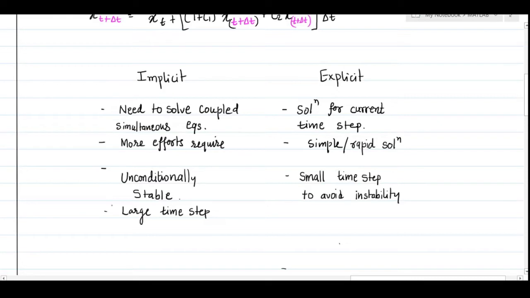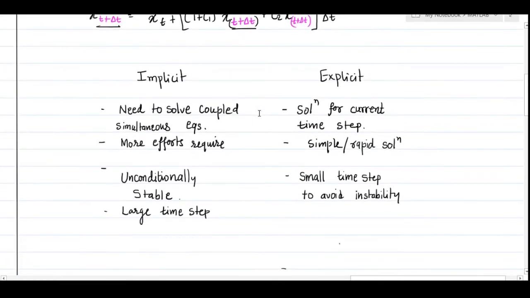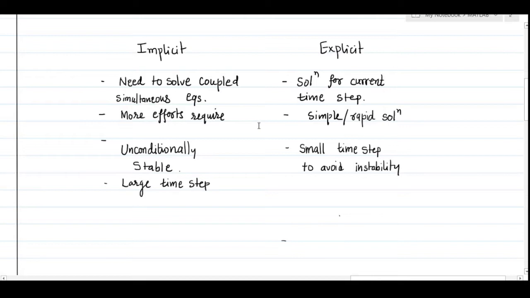In the case of the implicit method, as your equations are coupled, if you want to get the response for t plus delta t, you have t plus delta t itself in your solution part. So you have simultaneous equations and you have to solve them, and for that you have to apply further numerical methods.